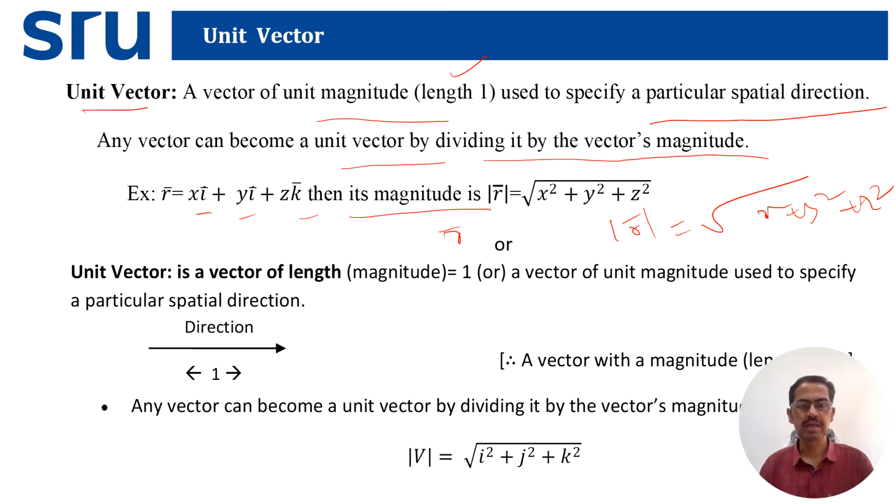A unit vector is a vector of length or magnitude 1. The definition: a vector of unit magnitude used to specify a particular spatial direction. The length or magnitude of the vector is 1. Any vector can become a unit vector, as we already discussed: v cap is equal to v bar divided by its magnitude. This is about the unit vector.